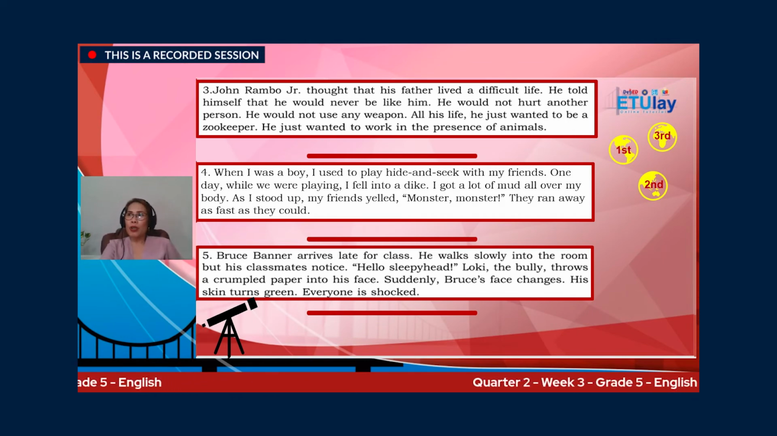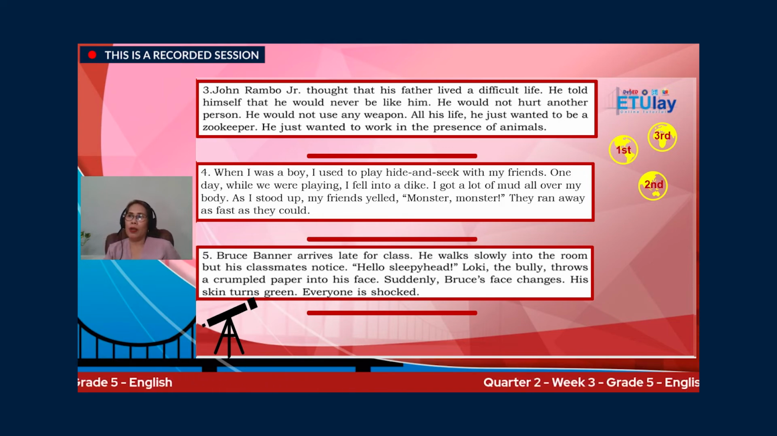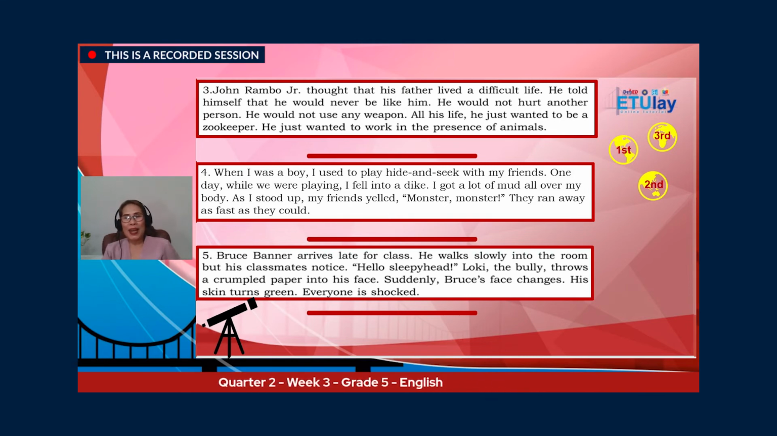John Rambo Jr. thought that his father lived a difficult life. He told himself that he would never be like him. He would not hurt another person. He would not use any weapon. All his life, he just wanted to be a zookeeper. He just wanted to work in the presence of animals. Please write down your answer in your notebook, or you may refer to your modules. Just try to read with me silently. Then let's go to number 4.